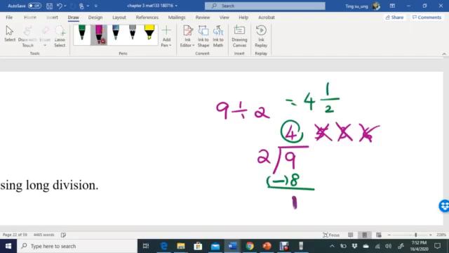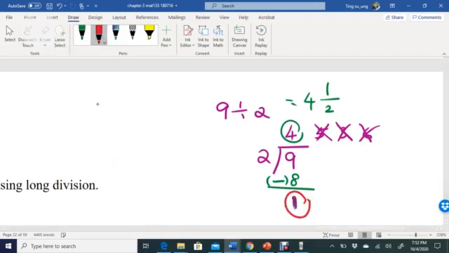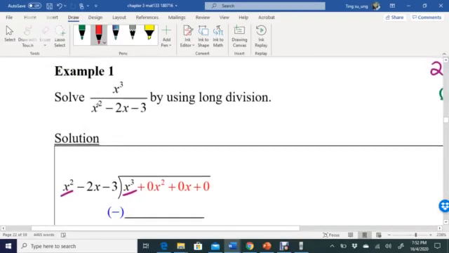Okay, you will have your remainder 1 here on top of your numerator. I hope you understand with this, because long division actually applies the same concept that you have for your division. Okay, so let us proceed. Let us look at this one.